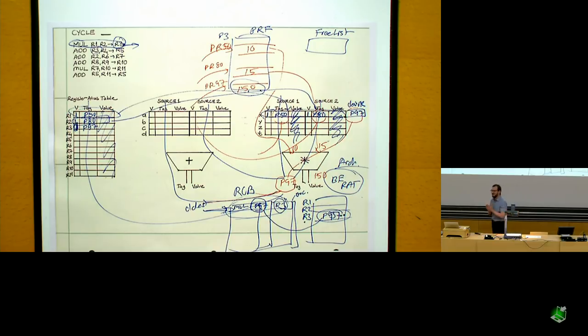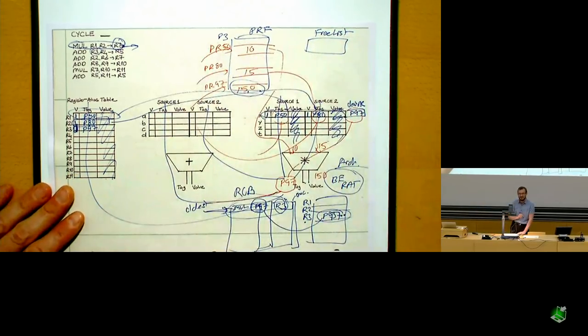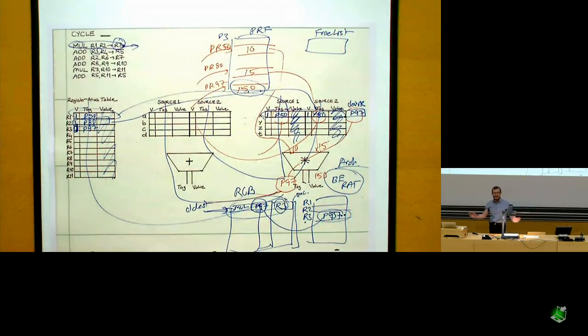Make sense? So it's beautiful. You can go through it on your own also. We just went through one instruction very quickly. But this is exactly how an existing out-of-order machine works today. Okay, and I'll give you some examples of this in just a little bit.